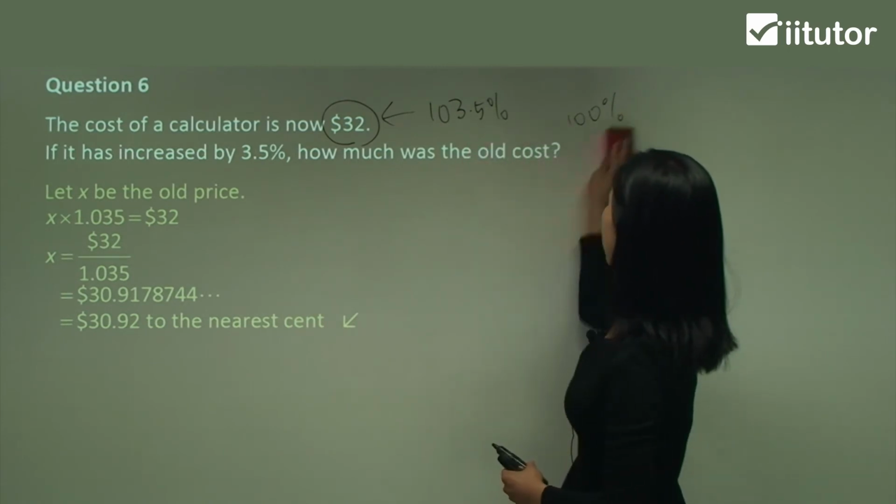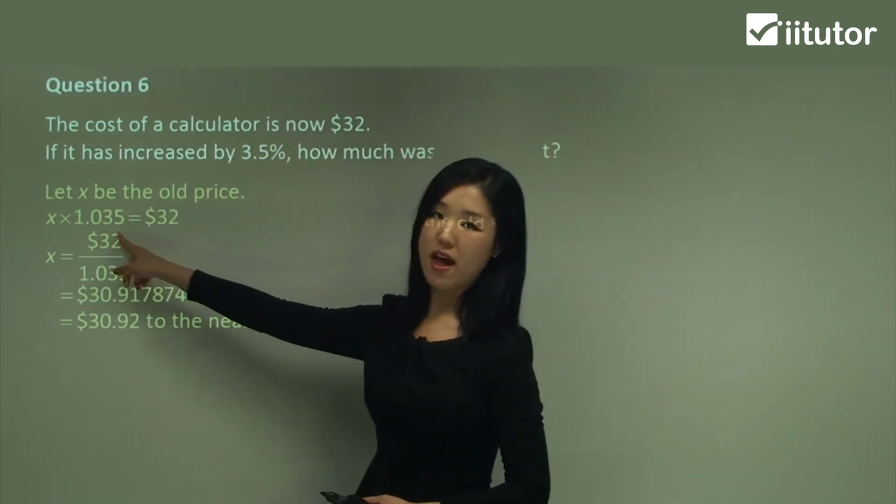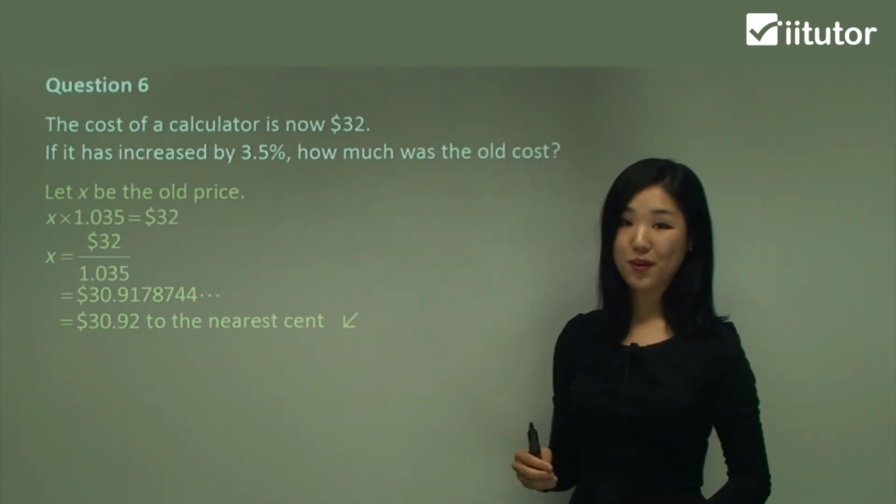Does that make sense, guys? Because you're just simply multiplying by that, you don't have to go and do multiple steps. You can just get that in one whole step. Okay?